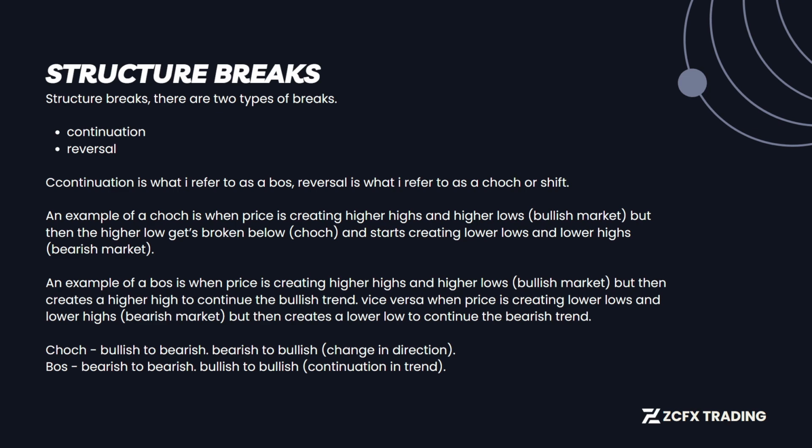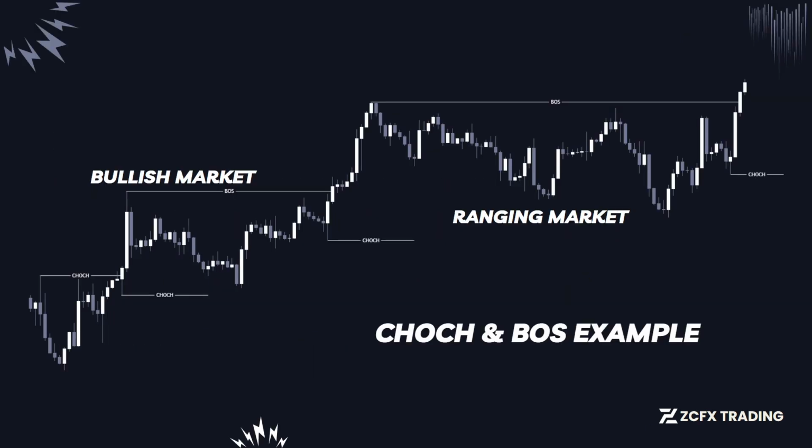A CHoCH is bullish to bearish or bearish to bullish, a change of direction. A BOS is bearish to bearish or bullish to bullish, a continuing trend. Okay, that's all the structure break is. Here is a CHoCH and BOS example. I can go into the chart, so I'll show you guys quickly. But here's a little example as well.